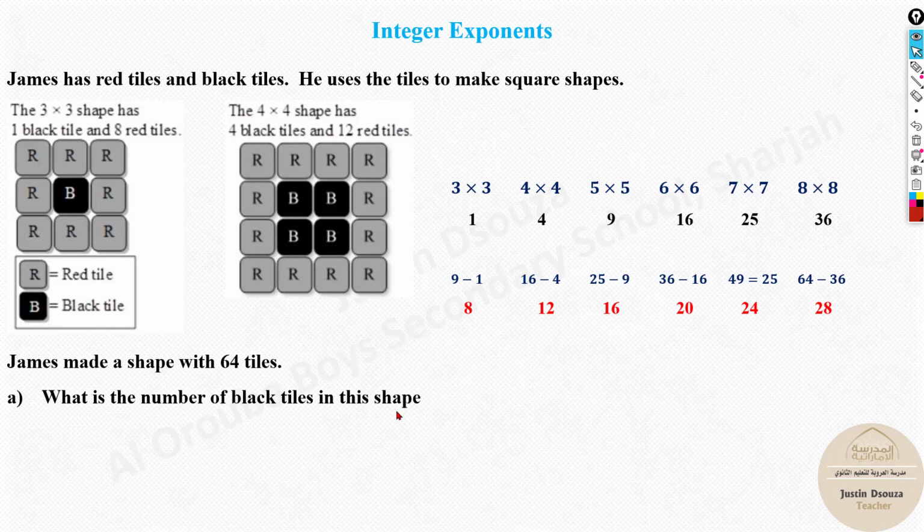Now then, how many black tiles are in this shape? So 8 cross 8 has 36 black tiles. And the next one, how many red tiles are there? That is 28. How? Because 64 minus 36 would mean it's 28. So this is one way to solve it.